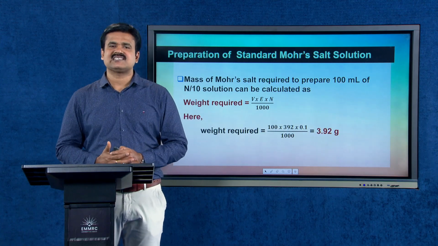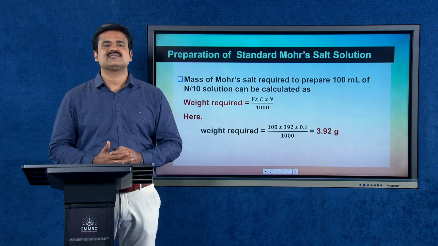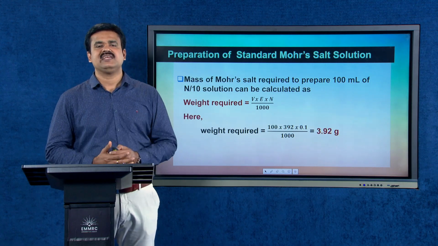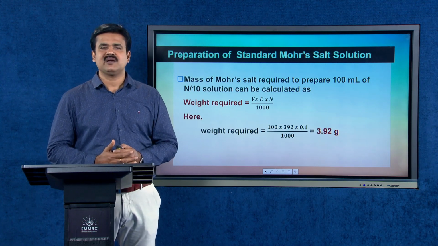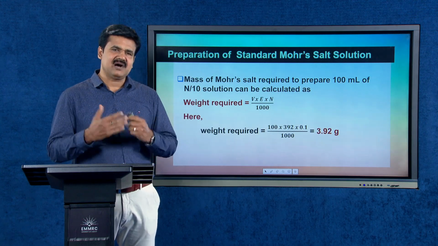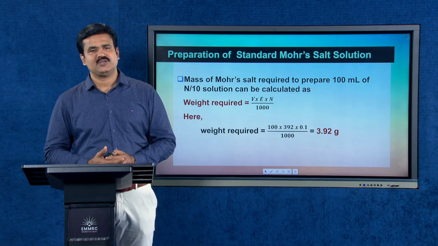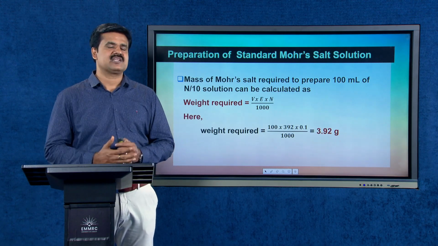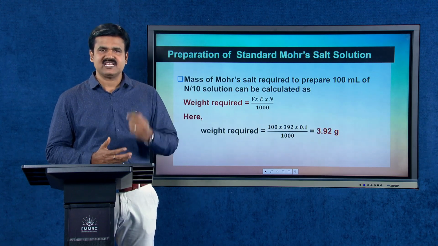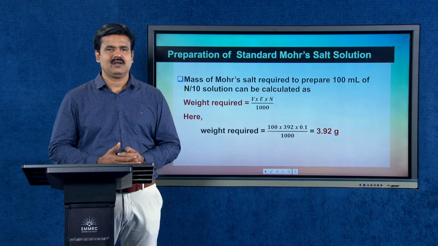Molar mass is the same as equivalent mass. So, the equivalent mass of Mohr's salt is equal to 392. Just multiply it with 0.1, that is the normality of the required solution, divided by 1000, and you will get the mass required equal to 3.92 gram. Thus, on weighing out 3.92 gram of Mohr's salt and preparing it into a 100 ml solution, you will get a concentration of 0.1 normal.